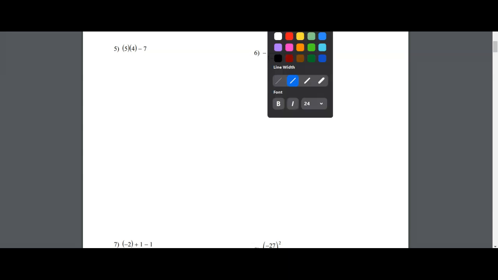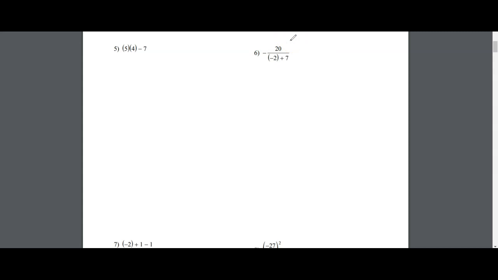Number 6 and 8. Okay, for number 6, we have a quotient. So here's the thing. When you have a fraction or a quotient, you can put parentheses around the entire numerator and the entire denominator, because that's what you really want to simplify first. You want to simplify the numerator and the denominator before you do any dividing. So I know there's nothing to simplify in the numerator, it's just 20, but we can simplify the denominator.